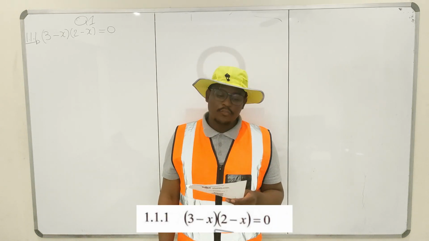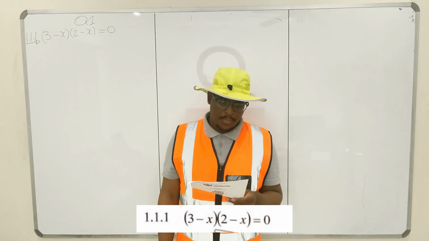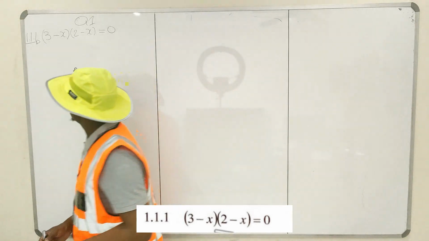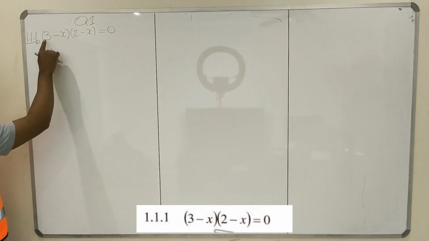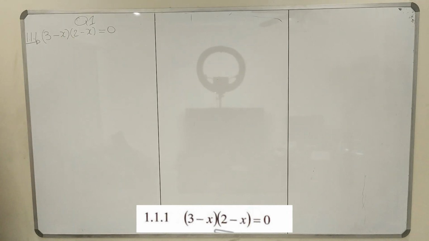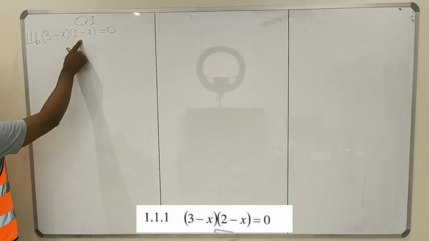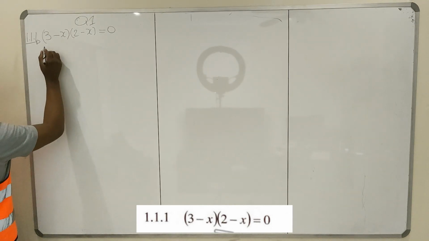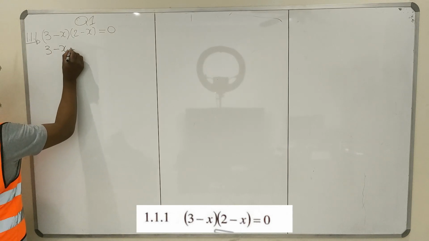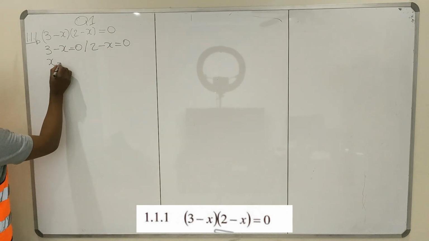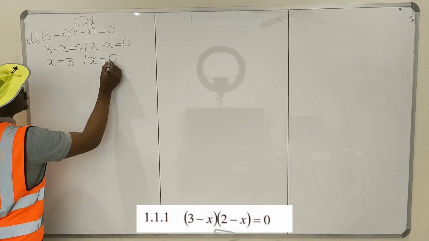1.1, solve for x. From 1.1.1 to 1.1.4 you are given equations that you are asked to solve. Here's the first one. We have two brackets, (3 minus x) times (2 minus x), and the product of these two brackets is 0. If you're multiplying two brackets and the product is 0, that means either this bracket is 0 or that bracket is 0. So either 3 minus x is equal to 0 or 2 minus x is equal to 0. That would mean x is equal to 3 or x is equal to 2.